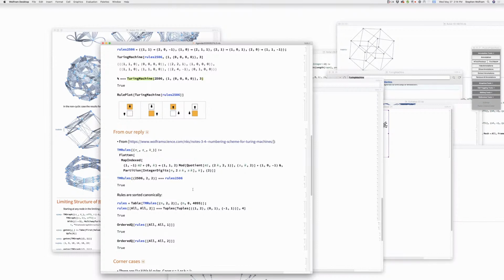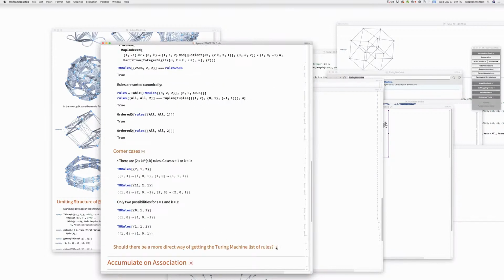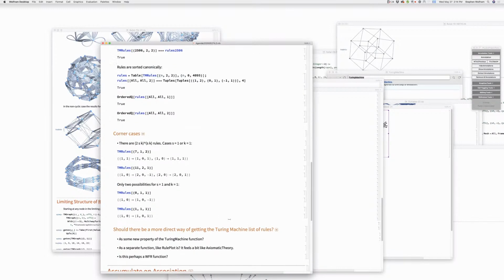Let's see, any problem with that? No. Actually, at the end is one of the suggestions, whether you wanted this somehow in the system, or whether this was a function repository function. Oh, I see. That's an interesting thing. A property of the Turing machine function. No, that won't work. We can't have properties because right now we're using it as an operator. There's an operator form of Turing machine.